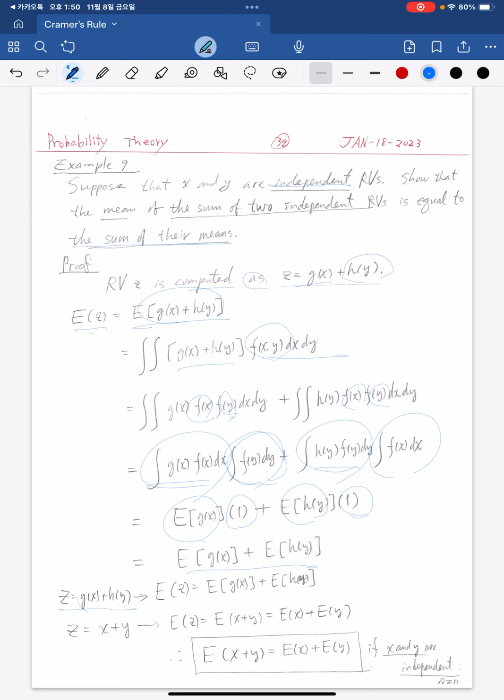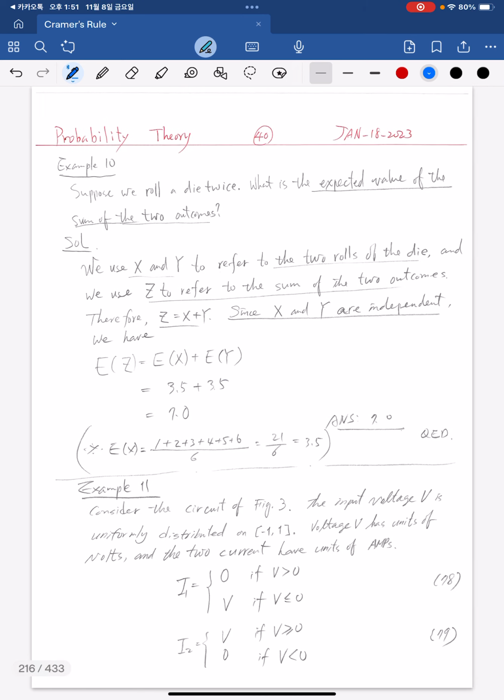그러면 g가 g(X) h(Y) 때 이렇게 따로 되잖아. 그럼 이 단순히 X 플러스 Y 때도 되는 E[X] 플러스 E[Y]. 그 E[X 플러스 Y]는 E[X] 플러스 E[Y]. if X, Y are independent 경우에 이래 된다.